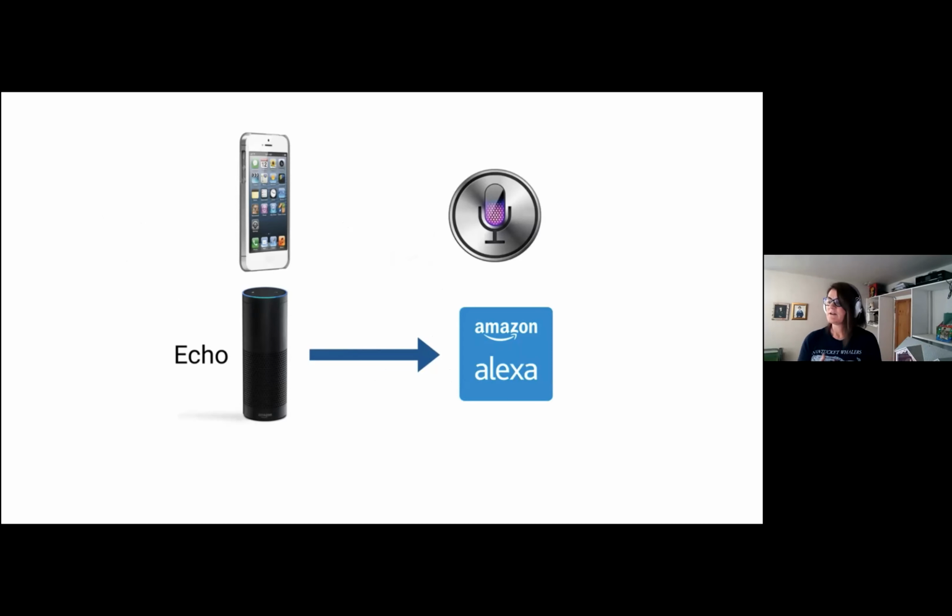Just to give you a bit of background in case you're unfamiliar. So what is Alexa? It's similar to Apple's Siri, where the iPhone is the hardware and Siri is the voice service. It's AWS's voice AI technology. The Echo was the hardware, and Alexa is the voice service.